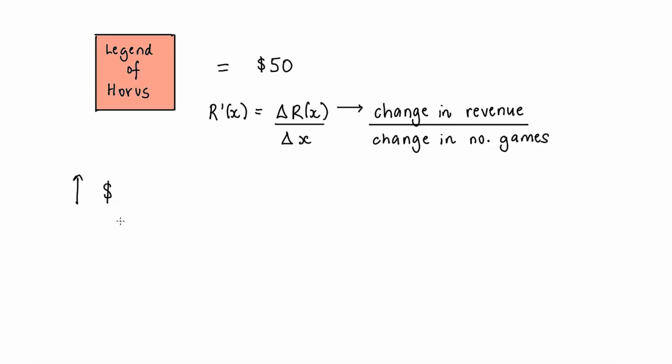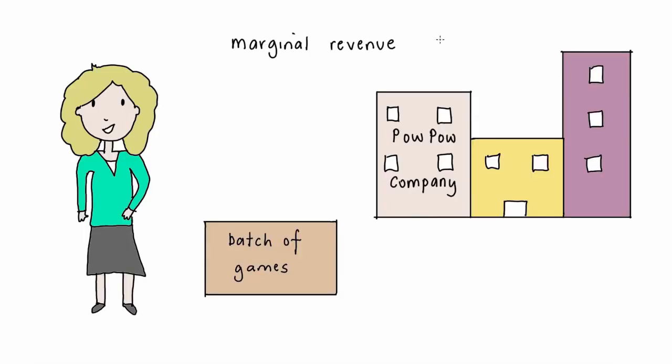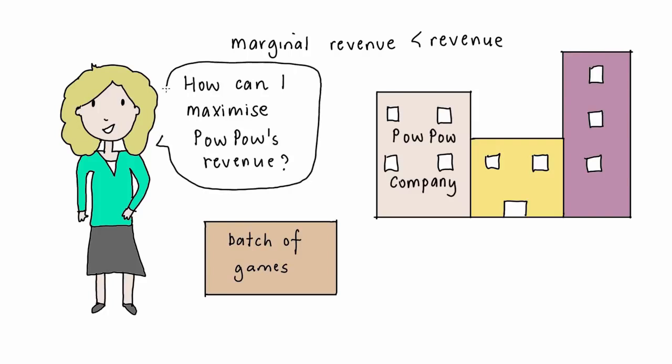Now you want to increase sales by lowering the cost of the video game to $30. The marginal revenue gained by producing the second video game is change in revenue, so $50 minus $30, divided by the change in the quantity of video games, 1, which equals $20. But this is less than the price that you wanted to charge for an additional video game. As you can see, we have a financial problem here, and we need to model the revenue using calculus to find the optimal quantity of games to maximise your revenue.